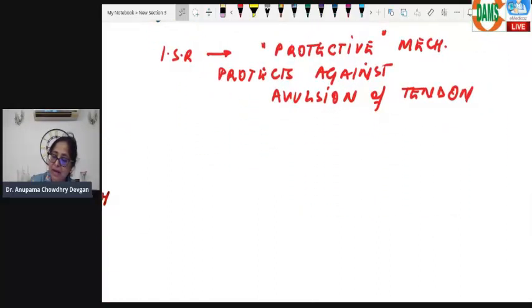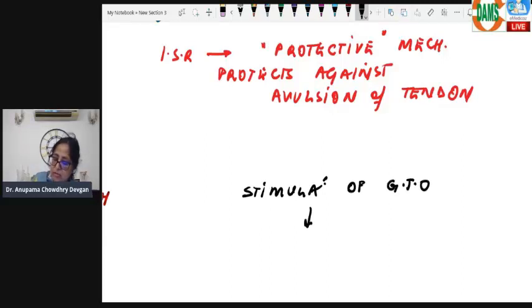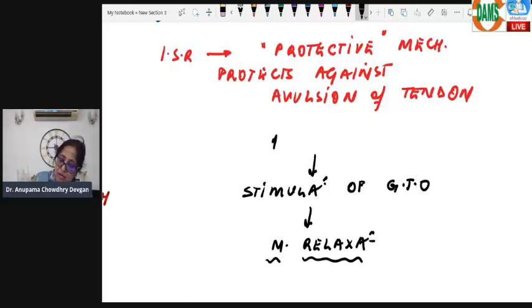So please remember, stimulation of the Golgi tendon organ will produce a muscle relaxation. Stimulation of the Golgi tendon organ will produce a muscle relaxation. And when does the Golgi tendon organ get excited? Whenever there is a huge increase in muscle tension, right? A huge increase in muscle tension. Have we cleared that?